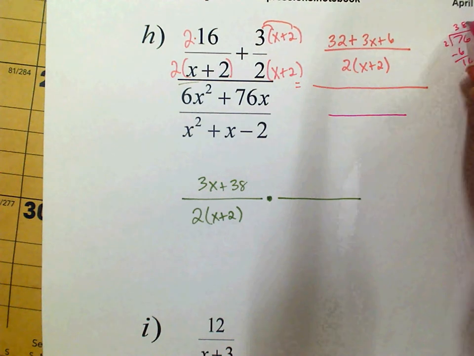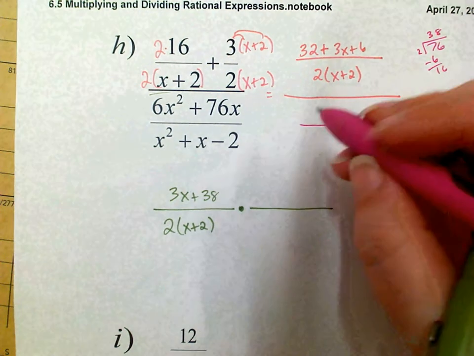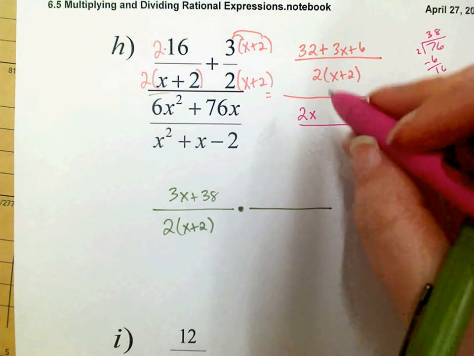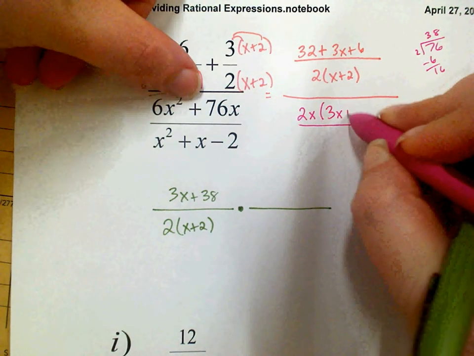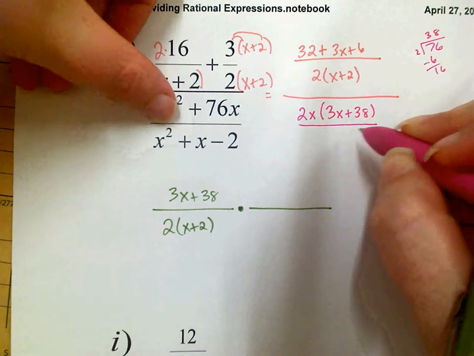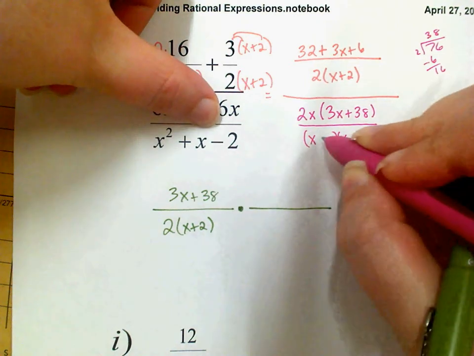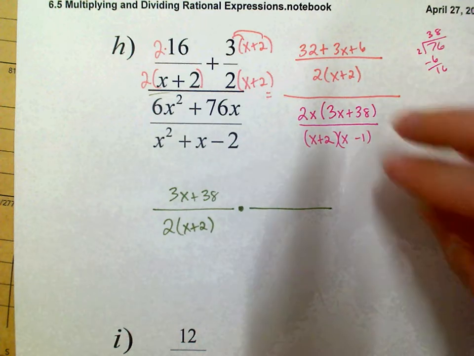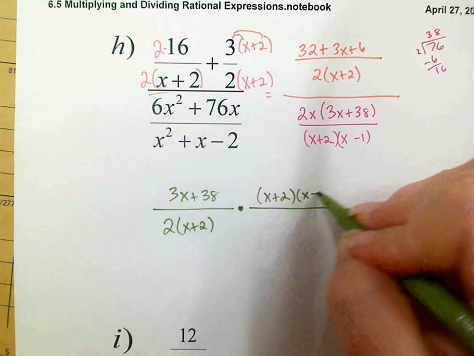Okay. So I'm going to factor out a 2 and an x, because 38 is not divisible by 3. So 2x, and I'm left with 3x plus 38. And then down here I can factor it to factors of negative 2 that add up to positive 1, positive 2, and negative 1. So this flips and becomes x plus 2 times x minus 1, and 2x times 3x plus 38.